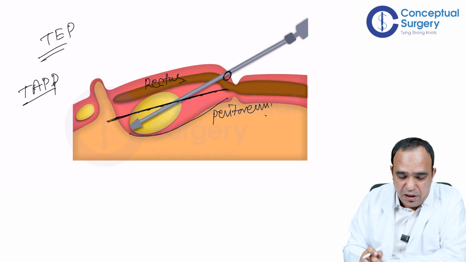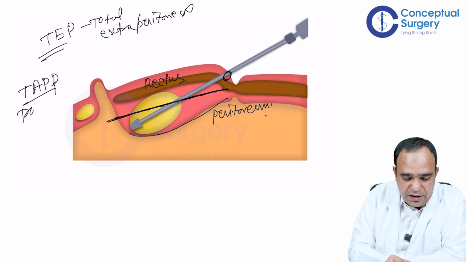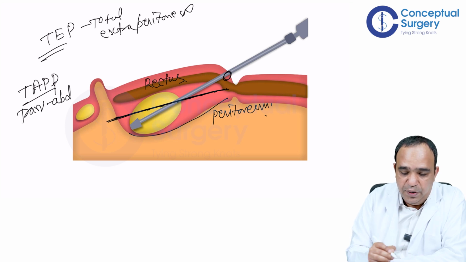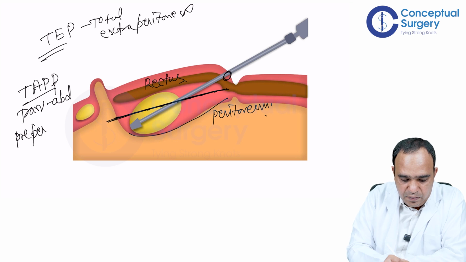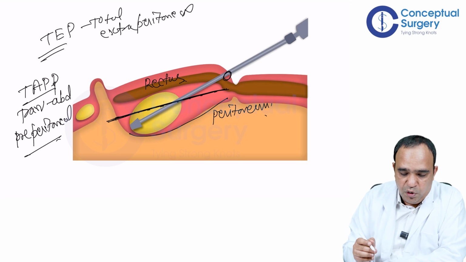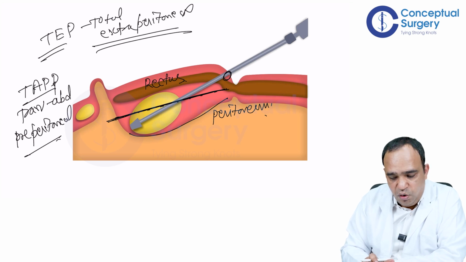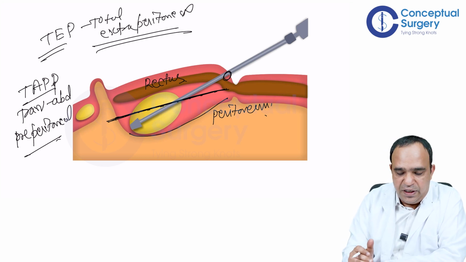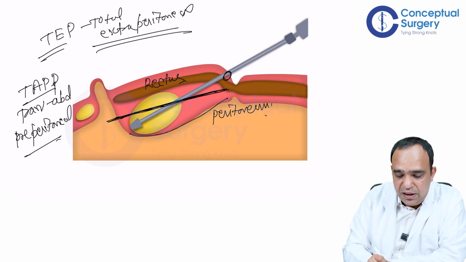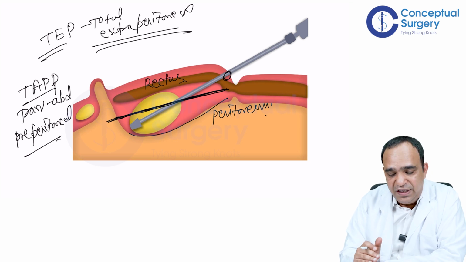Transabdominal preperitoneal. Look at the terms. This one is total extraperitoneal, whereas this one is transabdominal preperitoneal. The end result is the same in both. Now this is TEP, total extraperitoneal. Nowhere have we entered the peritoneal cavity. We remain totally extraperitoneal and we place a mesh in the preperitoneal space after reducing the hernial sac. This is what we mean by TEP.